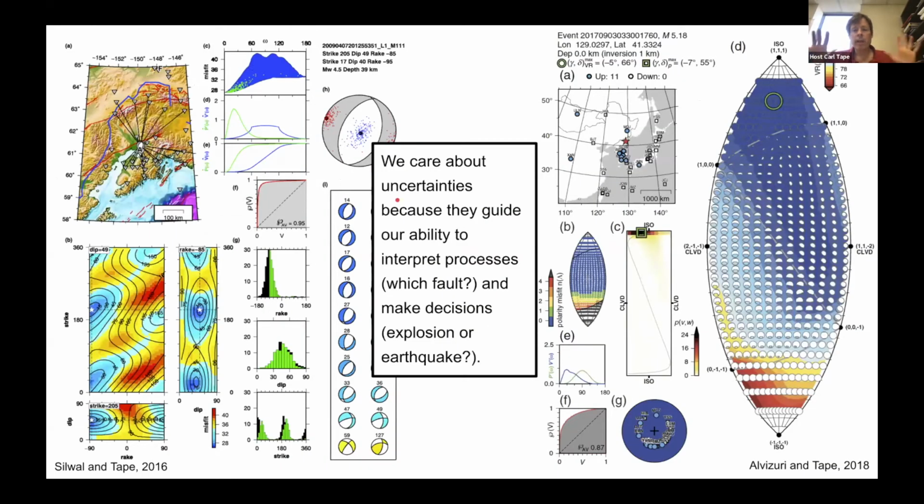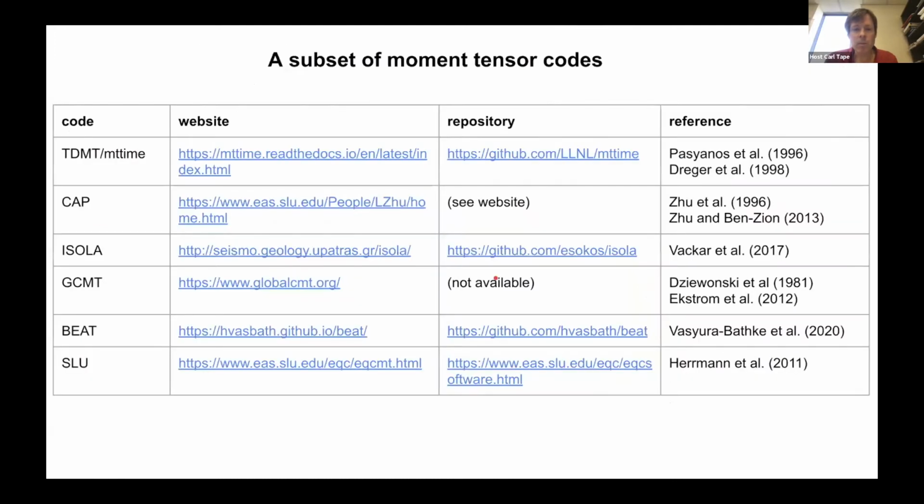This is just a gallery of things to say. There's a lot of different ways to visualize these things. We're not showing everything, but we care about these because the uncertainties guide our ability to interpret processes. You know, which fault is active here? What's its orientation? Or make decisions like, is this an explosion or an earthquake? And so that motivates this deeper dive into characterizing these estimated moment tensors.